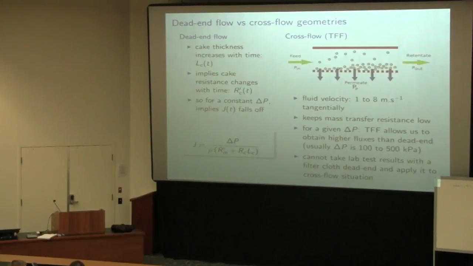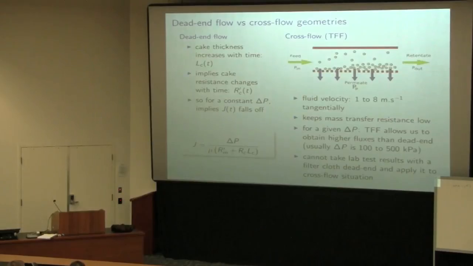Okay, and then obviously the expectation is for a given pressure drop, this is really the operating costs over here. So for a given dollars that you're spending on your membrane, a cross-flow geometry is going to get you a higher flux than a dead-end geometry, which is good. Delta P is almost purely your only operating cost for these membranes, and so we want to maximize the flux that we get for a given dollar value spent for a given delta P that we use.